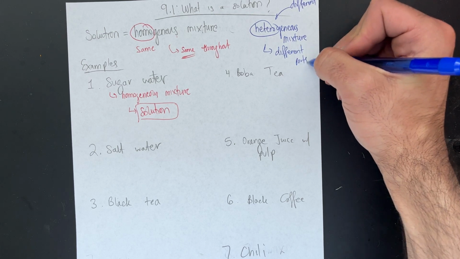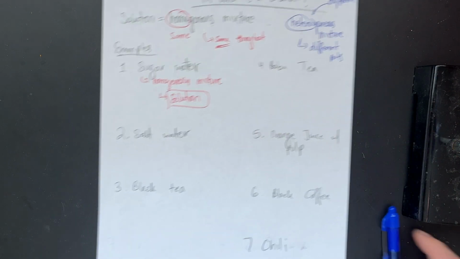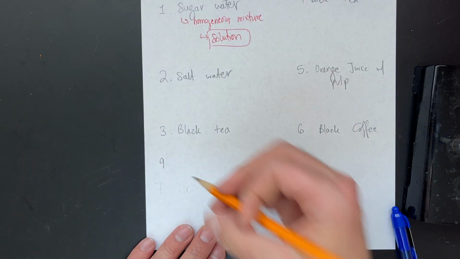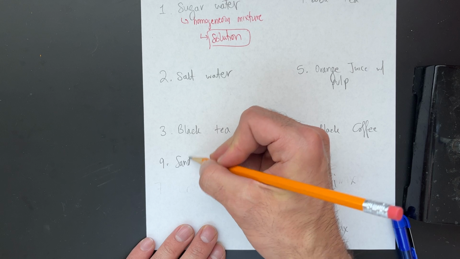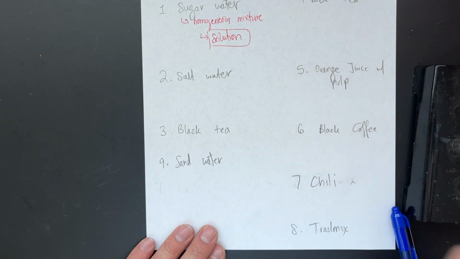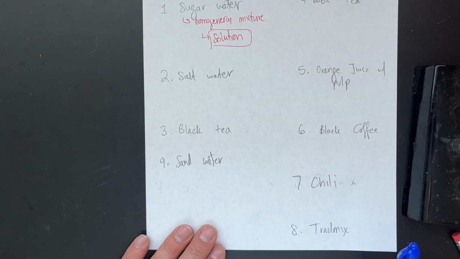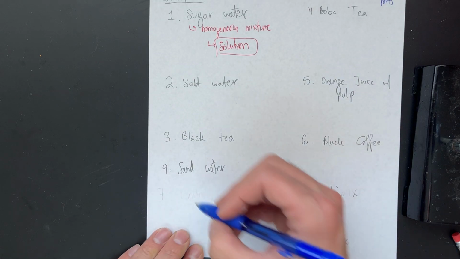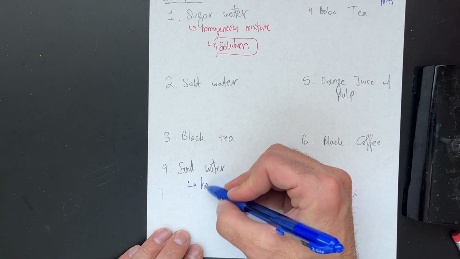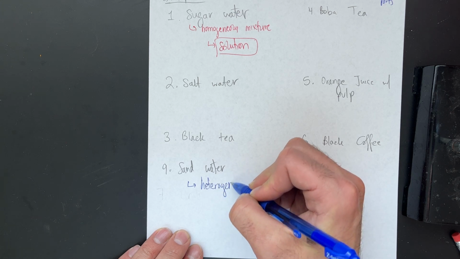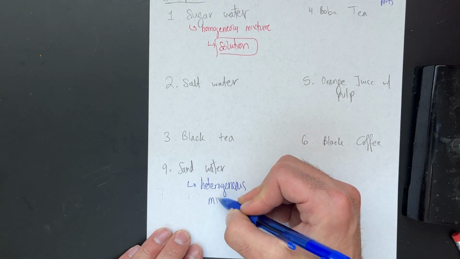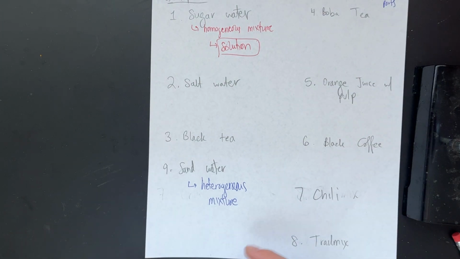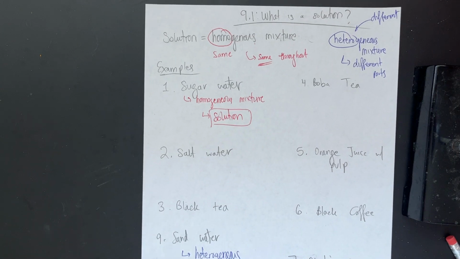An example of this would be, I guess I didn't write it here, maybe I'll add this in as number 9, so take a look here. Sand water. If you put sand in water, you will have kind of two parts. You will have a sand part and a water part. It's not really sand water, it's sand and water, basically. So this is a heterogeneous mixture. It has two different parts, and therefore it's heterogeneous. Okay, so those are two examples.